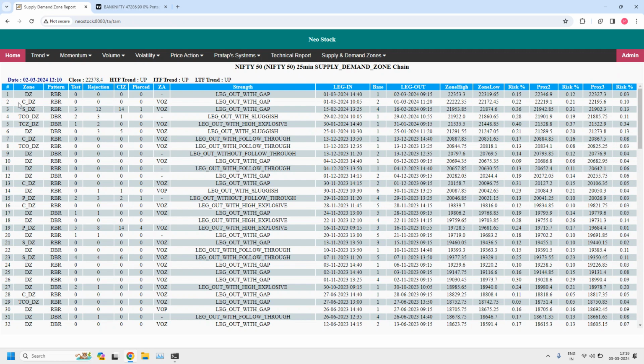So here you have two high liquidity zones. No, the third one you can't consider, it is already pierced. The second one is at the 22,222 level. This is a 25 minute zone. Always keep an eye on this column, pierced count. If the pierced count is not 0, you should not consider that zone.